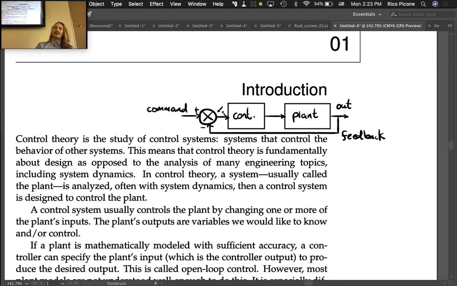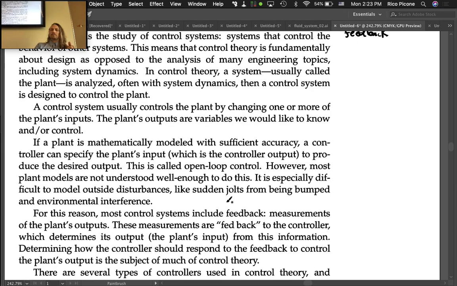Based on the fact that I've got this command and this feedback that are usually different values, what should I do? How much voltage should I put out if that's my output of the controller and input to the plant? Or if I've got multiple inputs to the plant, which of them should I be engaging and how much? That's what the controller has to decide. So that's the topic of a lot of control theory: what to do with this difference, and what to put in the controller.